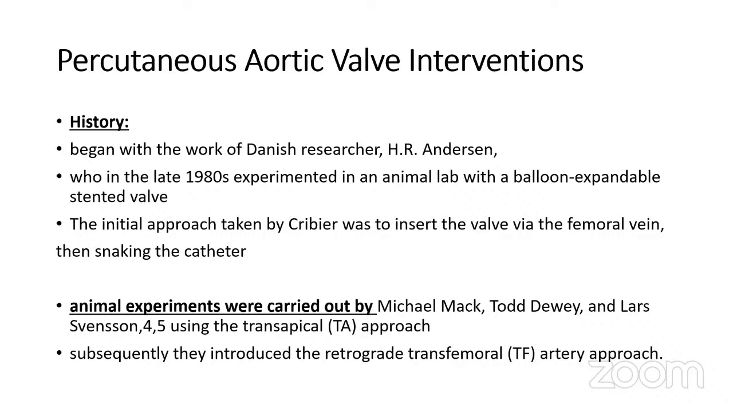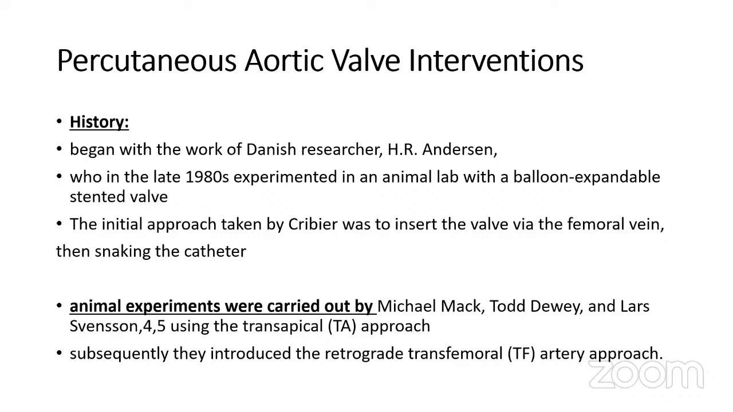Cribier. Subsequently, the valve was adopted in the US with further modification, and the initial approach by Cribier was to insert the valve via the femoral vein, then snake the catheter through the mitral valve to the aortic annulus, and sometimes even use transseptal puncture. These approaches are tamed down now because the procedure is difficult, with high mortality and an 8% stroke rate.